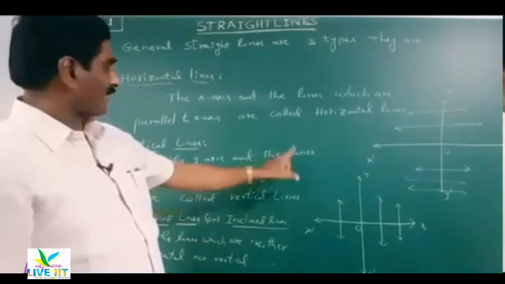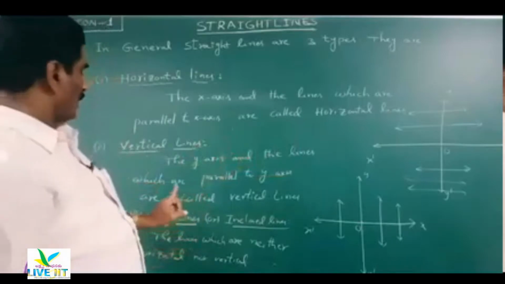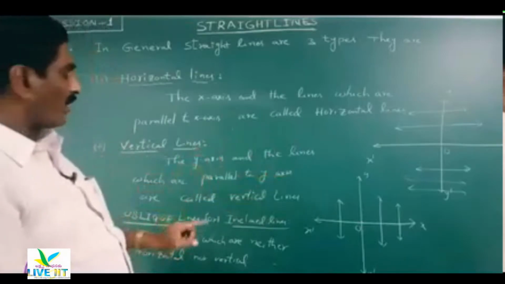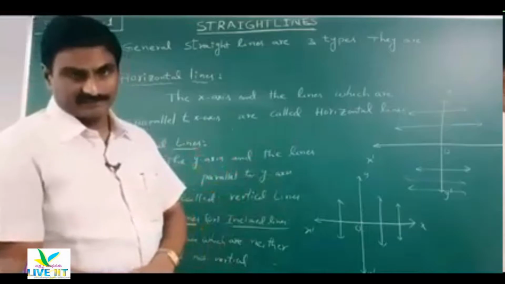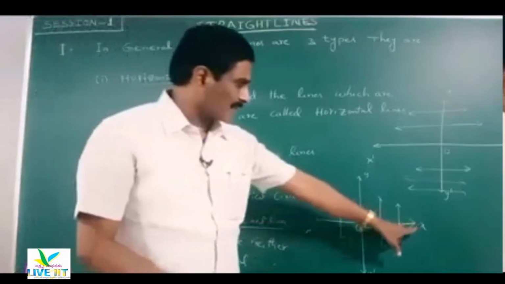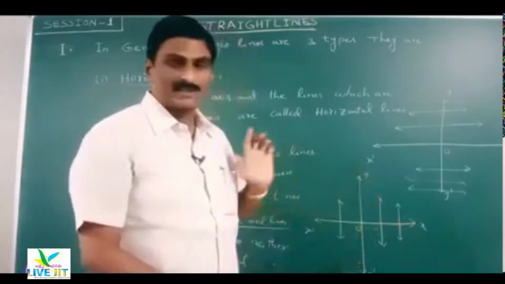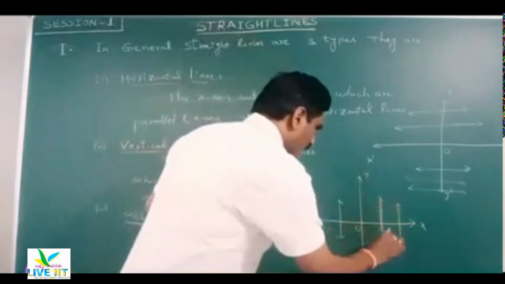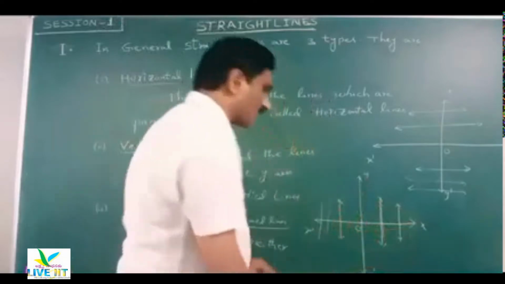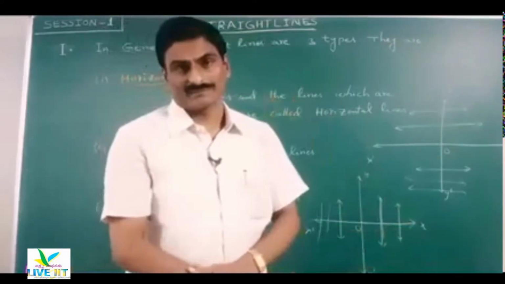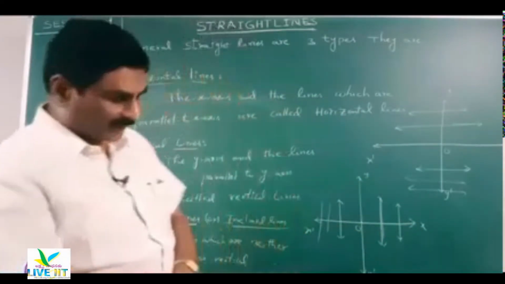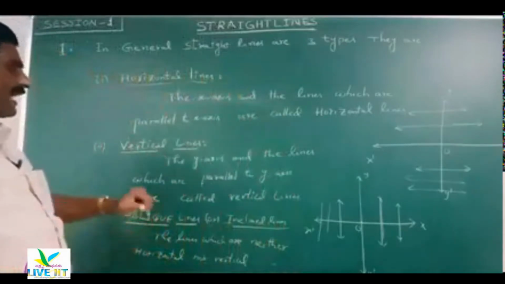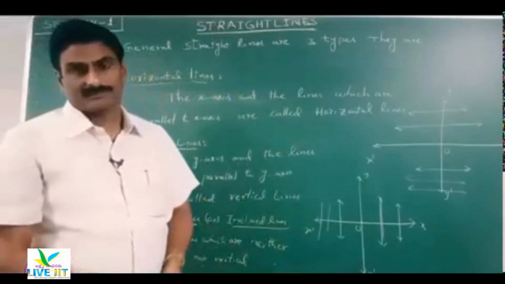The y-axis and the lines which are parallel to y-axis are called vertical lines. Simply, it is the coordinate system, x dash, y dash, O is the origin. It is the y-axis. The y-axis and the lines which are parallel to this y-axis, all of these are said to be vertical lines. Next, oblique lines or inclined lines.